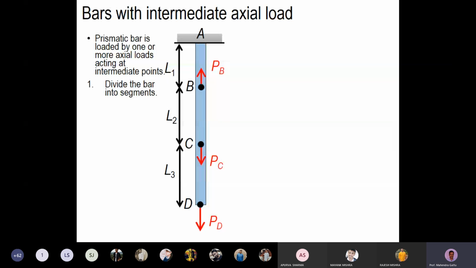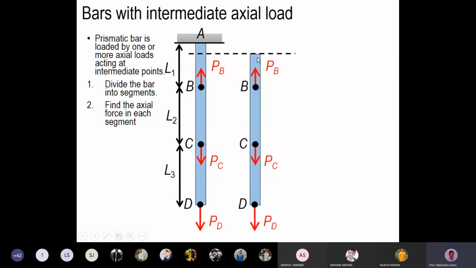So once we divide this bar into these three segments, then we will look into the axial force. We'll calculate the axial force along segment 1, along segment BC and segment CD. So how do you calculate the axial force? The simplest way is to cut the segment AB. So we will cut the segment AB, and then we will look into the free body diagram for the bottom portion. So we have this bottom portion, and here the forces are PD, PC, and PB.